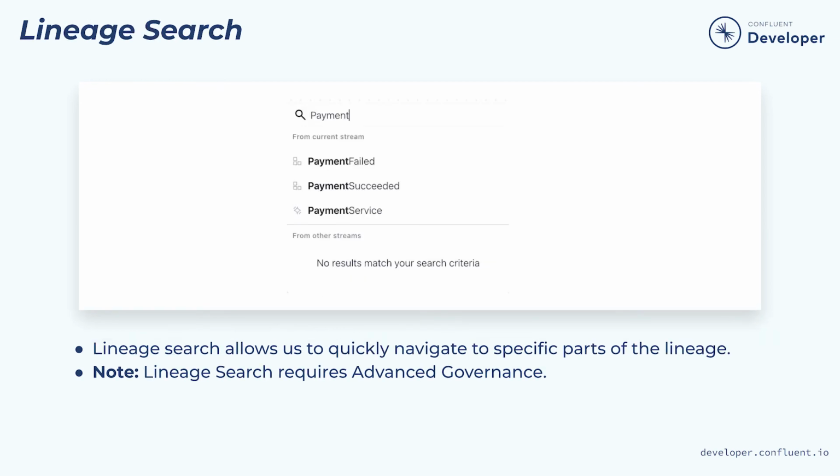Of course, all of this assumes we can locate the portion of the lineage we are interested in. The Lineage Search feature allows us to quickly locate specific elements and jump directly to them. This can be incredibly valuable in a large lineage with many moving parts. For example, in a system with hundreds or even thousands of producers, how would you find the specific one you were looking for? With Lineage Search enabled, it becomes trivial.